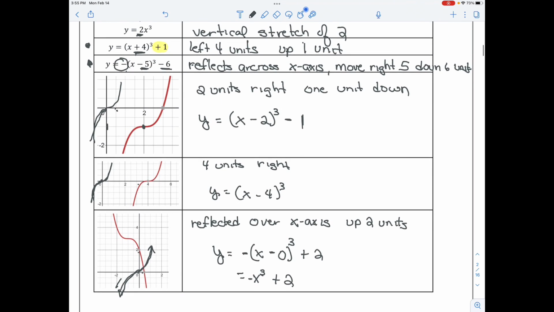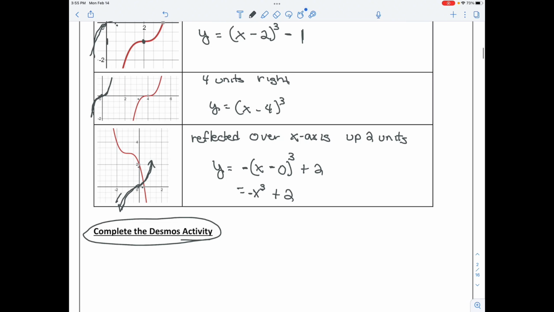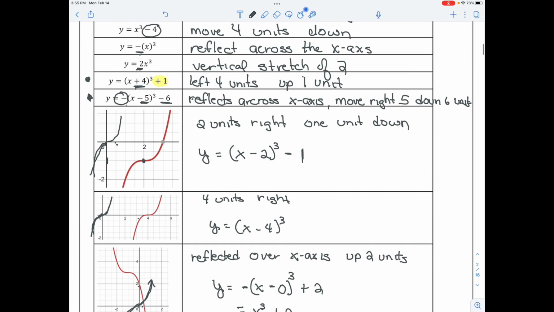Okay, so that's it for graphing cubic functions. There's a Desmos activity in Google Classroom that I would suggest you try. Okay, boys and girls.